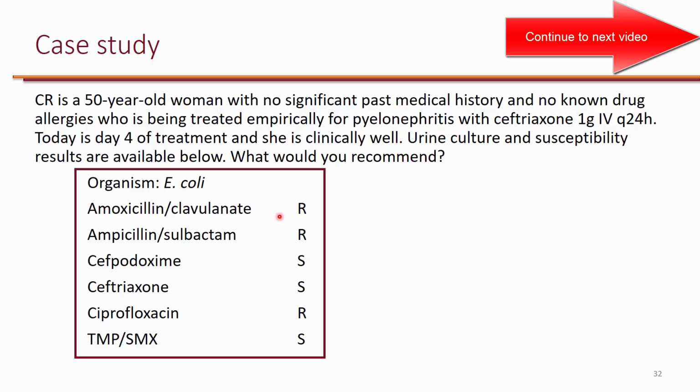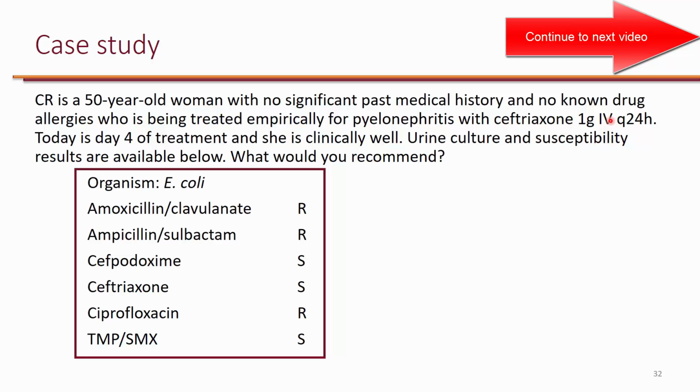So basically, R means resistant. Amoxicillin-clavulanic acid is resistant. Ampicillin-sulbactam is resistant. Cefpodoxime is susceptible. Ceftriaxone is susceptible. Ciprofloxacin is resistant, and trimsulfa is susceptible. So what would you use? So far it's been ceftriaxone.